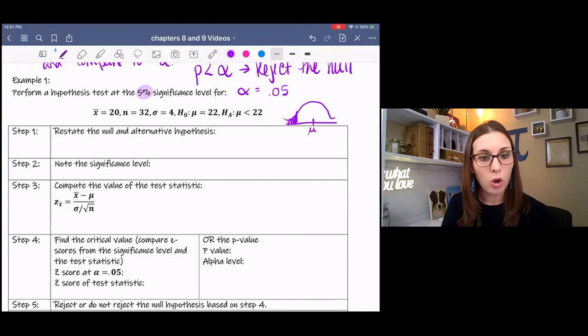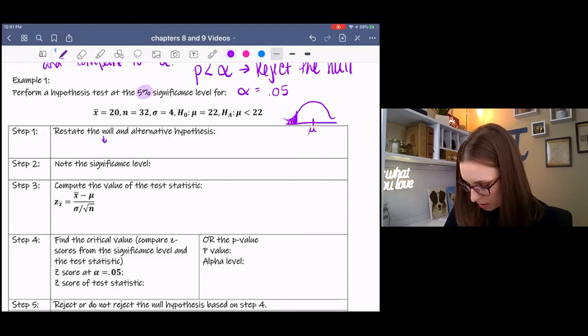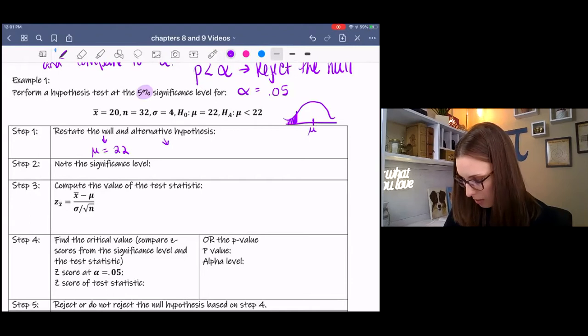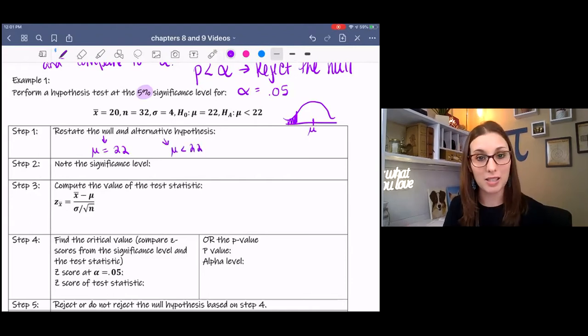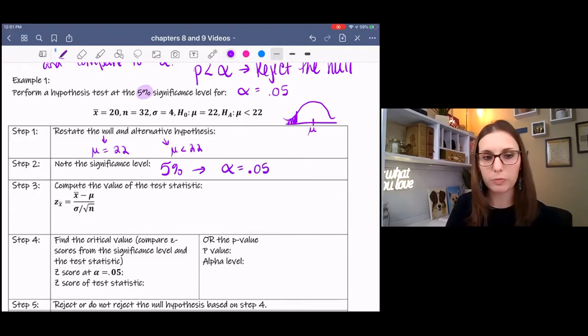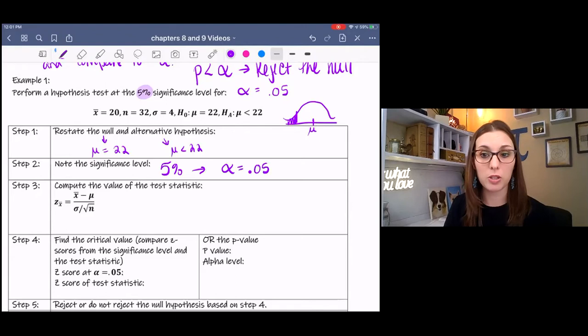So restate the null and the alternative hypothesis. Our null hypothesis is that it equals the population mean. And our alternative hypothesis is that it's less than. And that sets up our test. And the significance level is 5%. So that means that alpha equals 0.05. In decimal form, 5% is 0.05.